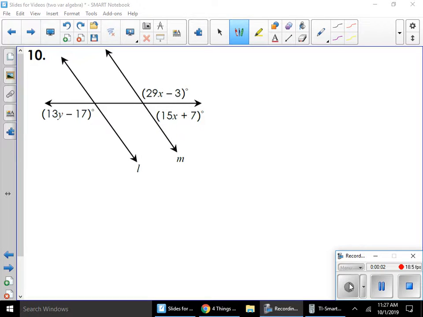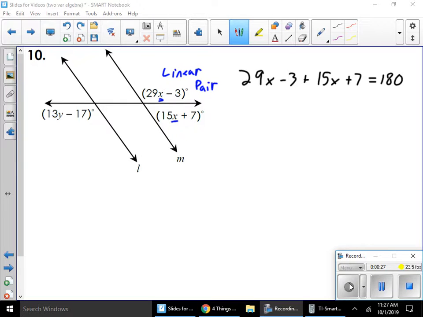All right, let's do it again. Notice in this case, my angles with x's form a linear pair. So those are not equal to one another. Rather, those angles add up to 180 because a linear pair is adjacent and supplementary. Supplementary, again, meaning the angles add to 180.